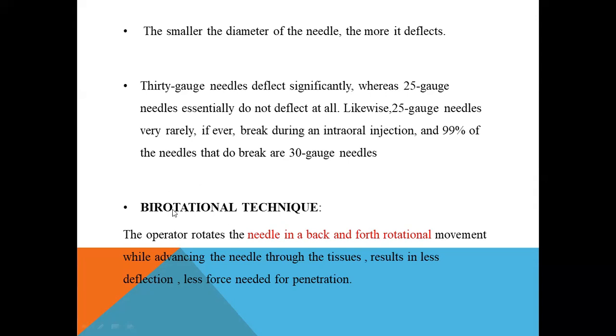Sometimes you will get a question stating, what is the birotational technique? This is nothing but the operator rotates the needle in a back and forth rotational movement while advancing the needle through the tissues, which results in less deflection and less force needed for penetration. As a result of it, we will prevent the breakage of the needle. Just remember there is a technique to prevent the deflection of the needle. The technique is called the birotational technique.